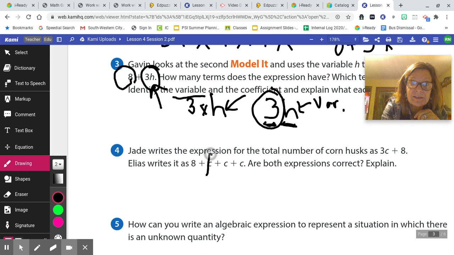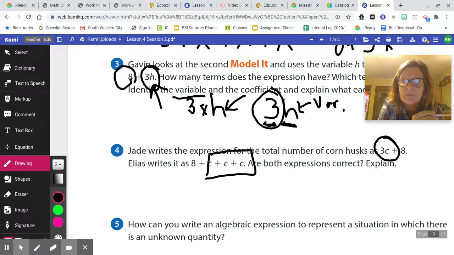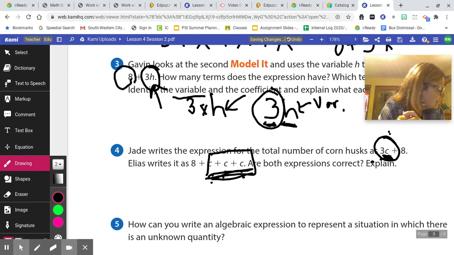This c plus c plus c is the same thing as 3 c's. If I had the number 2, 2, 4, 6, 3 times 2 is 6. If I had the number 4, 4 plus 4 plus 4 is 12. 3 times 4 is 12. This is just saying I have 3 of those c's. So they are both correct.